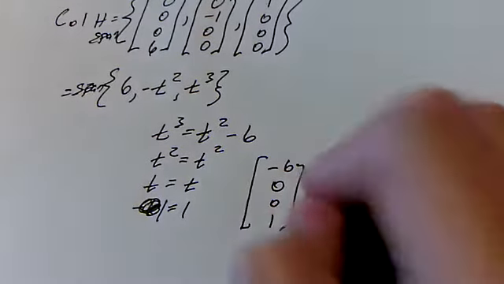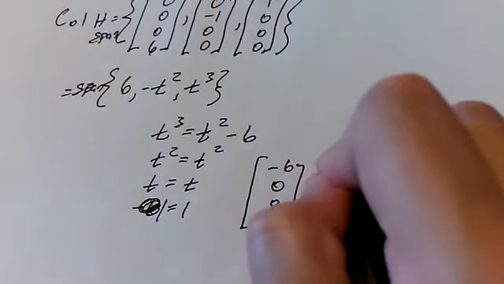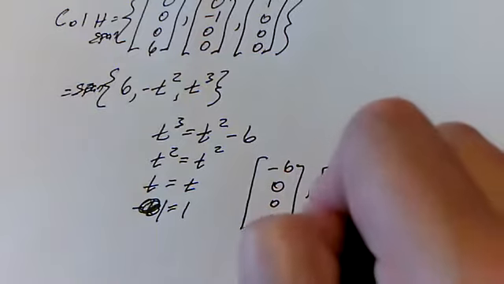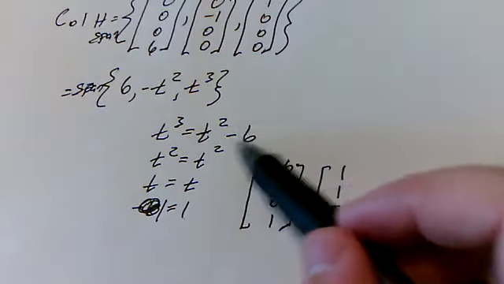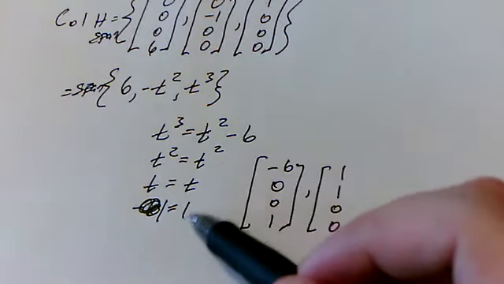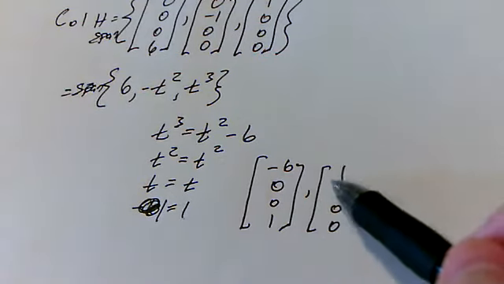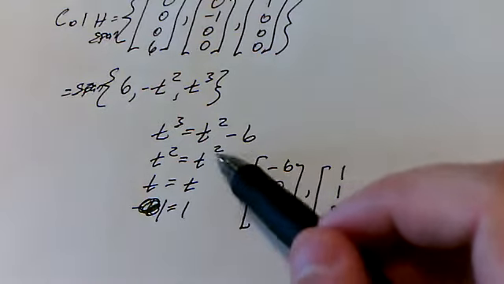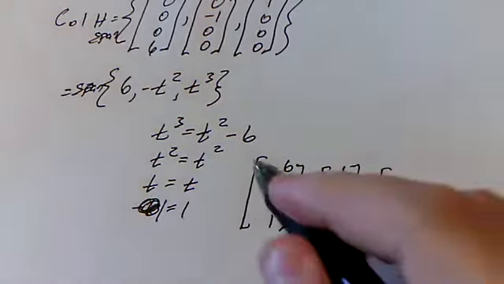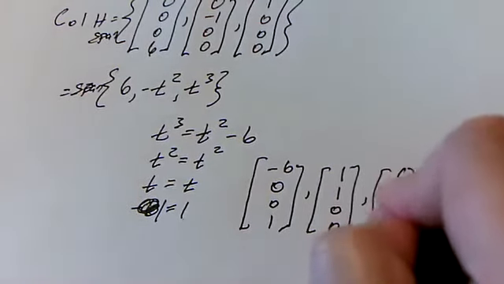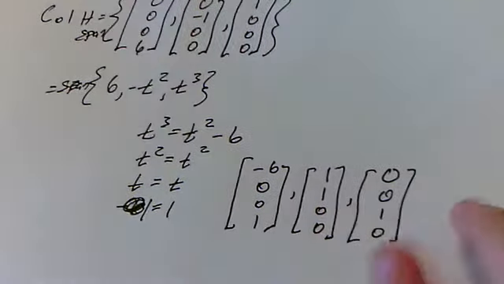The second one, I'm going to have 1 t squared, 0 and 0. Again, I'm writing the coefficients here. So I had negative 6 with a constant 1. I have t squared with t squared free. I don't have any t squareds in the others. The third one, I have no copies of t in that equation. I just have the one free variable t.